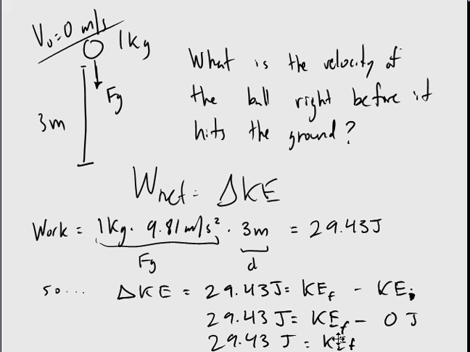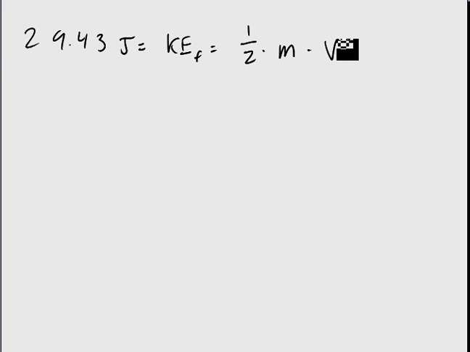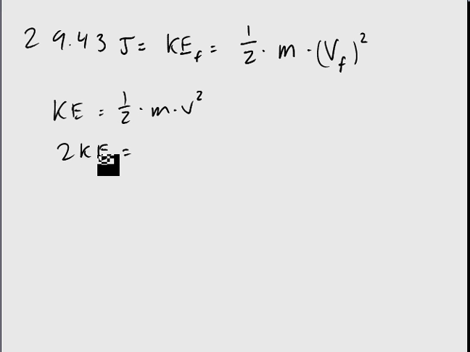So now let's use that to figure out the velocity of the ball right before it hits the ground. So if we have 29.43 joules is equal to the final kinetic energy, we know that the kinetic energy is equal to 1/2 times mass times the final velocity squared. Well, let's just generalize this algebraically. So if KE equals 1/2 mv squared, that means that 2 times kinetic energy equals mass times v squared, right? What did I do? I multiplied both sides by 2.